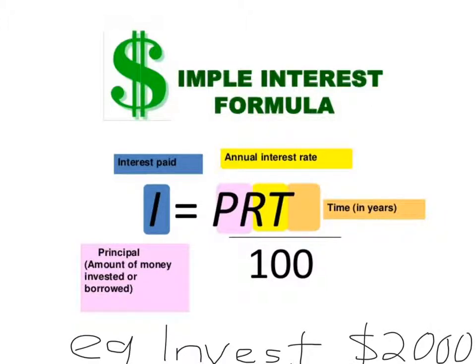So let's have a look at this question. It's very similar to many questions you'll get. I invest $2,000 at an interest rate of 5% per annum, that's what the PA means, per year, for 4 years. So we simply use the formula that we have above.